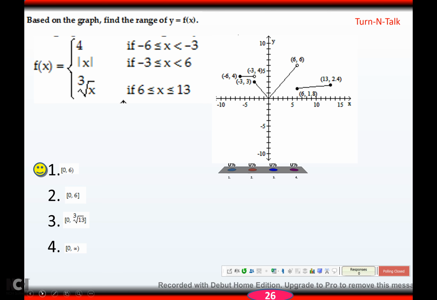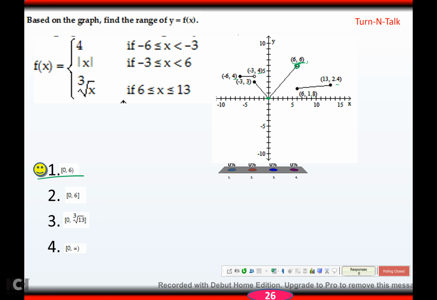Okay, they want you to find the range of y equals f of x. Well, they've already drawn it for me. So the lowest point that I have is 0. And the highest point that I have is a 6. The highest y value I have is a 6, but it's not included. So my range goes from 0, included, to 6, not included.